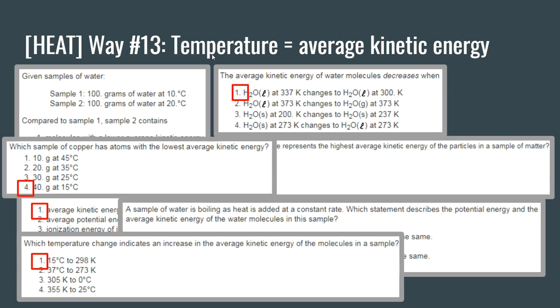So again, when dealing with temperature, temperature always equals average kinetic energy. So to evaluate which list of substances shows highest or lowest, we need to use the temperature value in order to determine the average kinetic energy of that substance. Don't get tripped up if the temperature values are in different units. To convert degrees Celsius to Kelvin, we add 273.